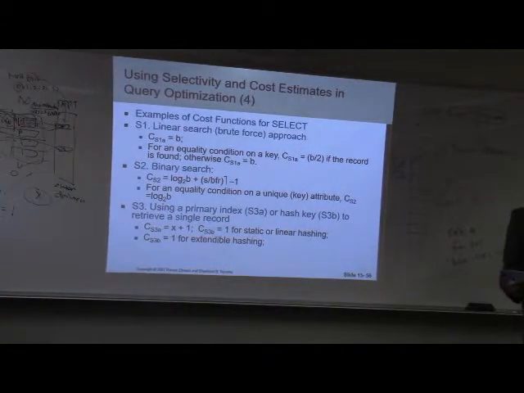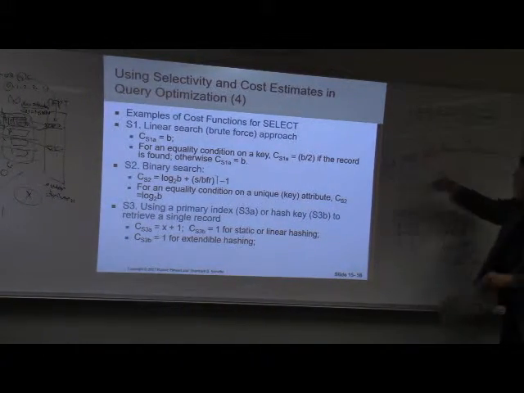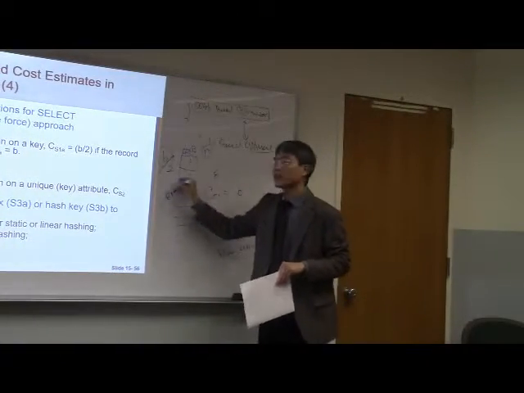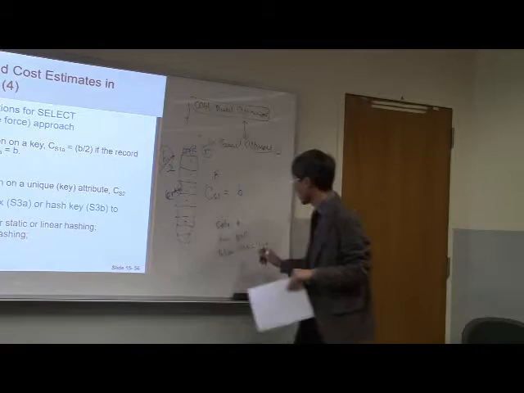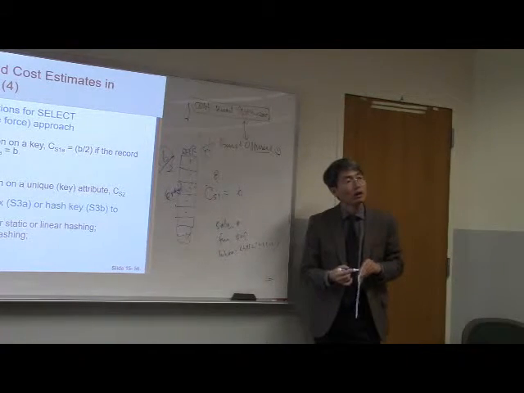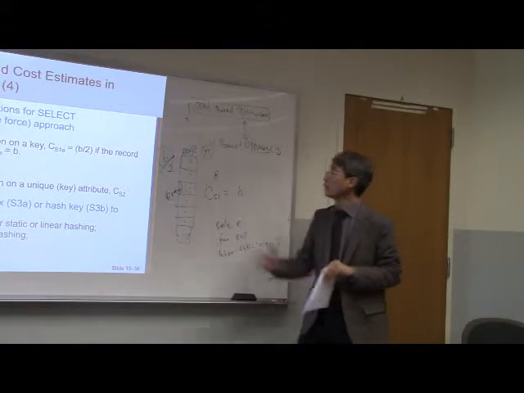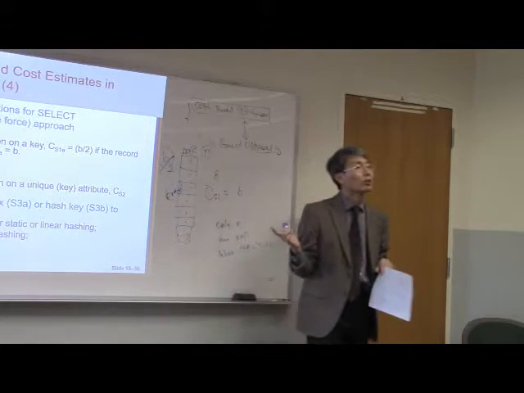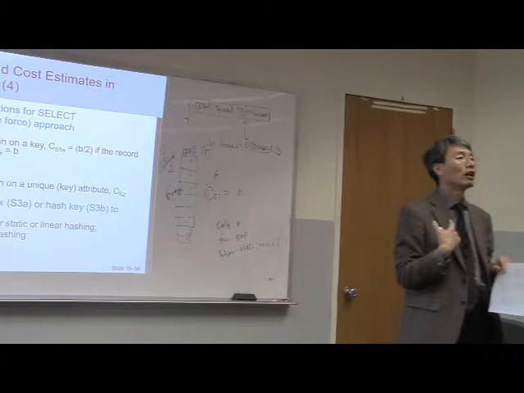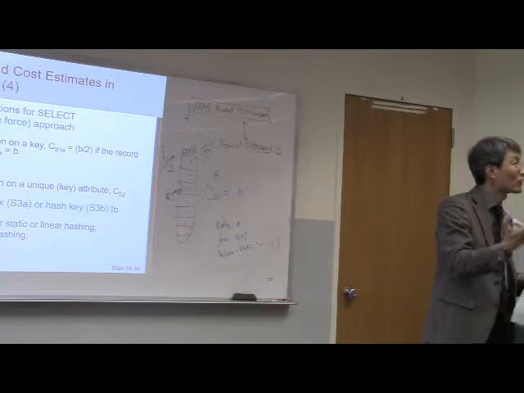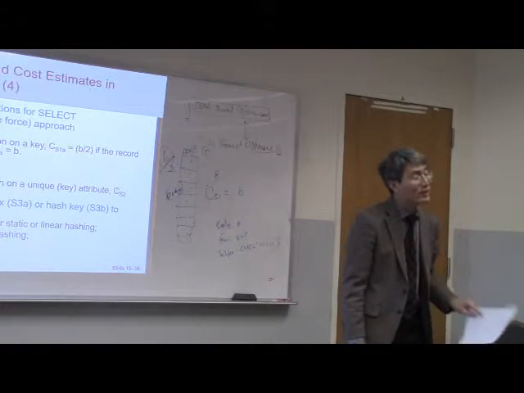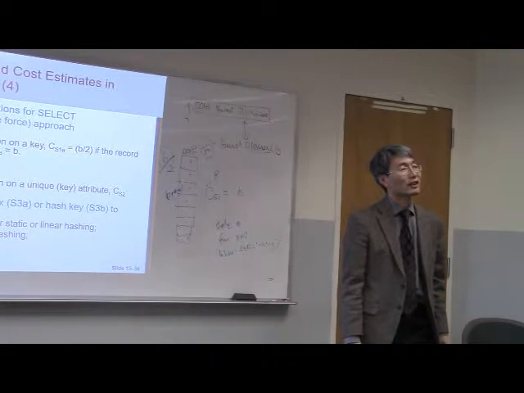Then, what if the table is ordered? This is an ordered file. In case of ordered by the social security number, that means we don't have to use the brute force way, linear search. Instead, we can use binary search.